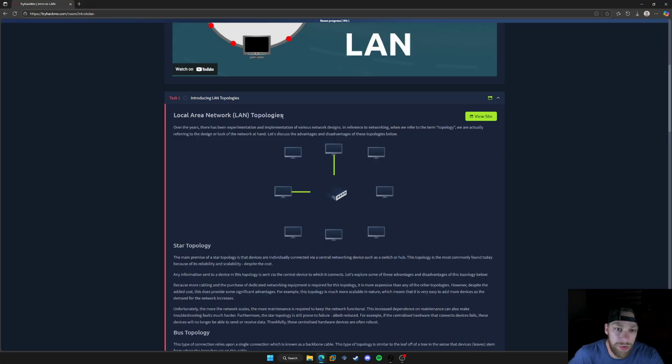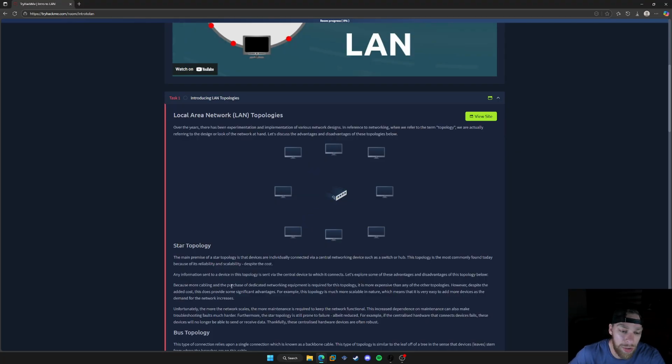So the different topologies. First we have the star. Everything is going to be connected to a central point, such as a switch or a hub. This is the most commonly found topology, and I believe it's the most expensive. It says, yeah, so it is more expensive than other topologies. I hope I'm saying that right, topologies.